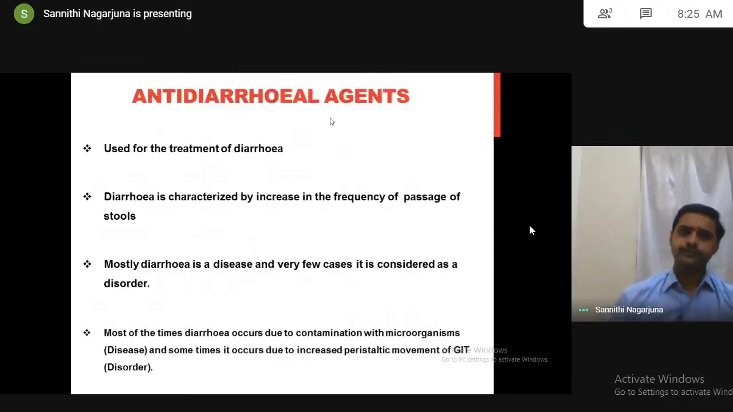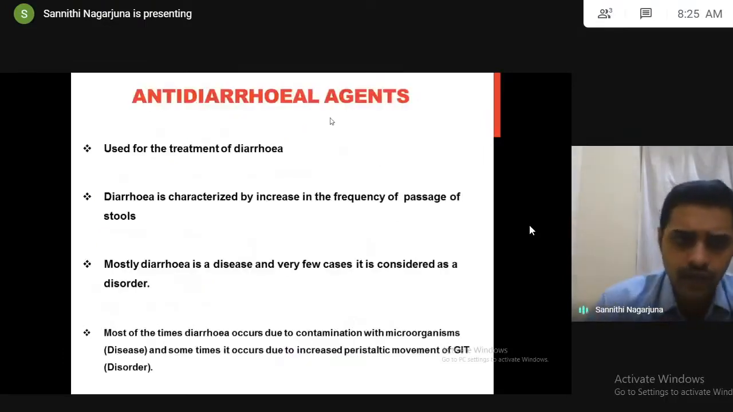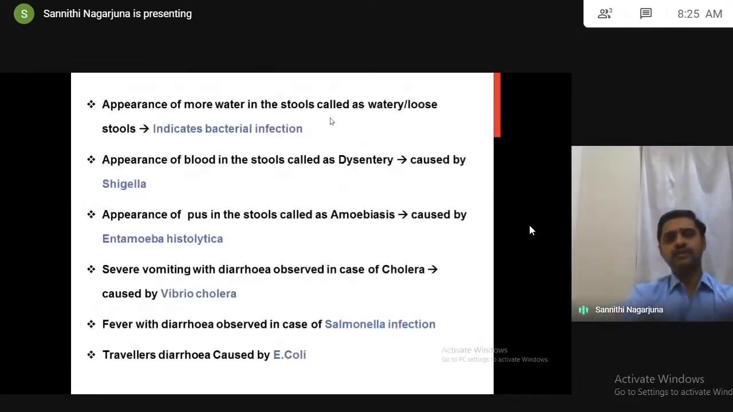See, how will you identify which microorganism is causing diarrhea? You'll see. Most of the times diarrhea is a disease caused by contamination with microorganisms. What are the related conditions to diarrhea? If you have more water in the stools, that diarrhea is called watery or loose stools, which indicates bacterial infection.